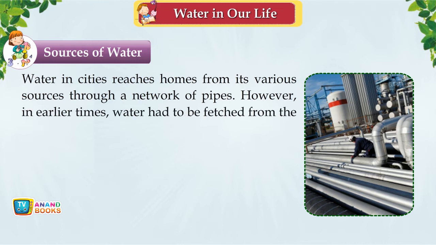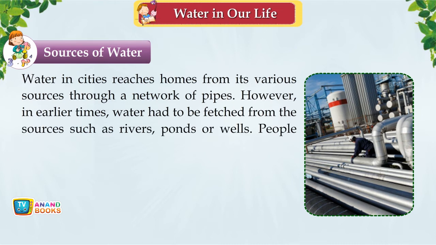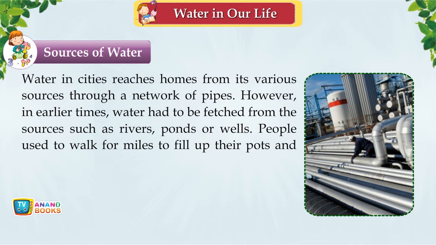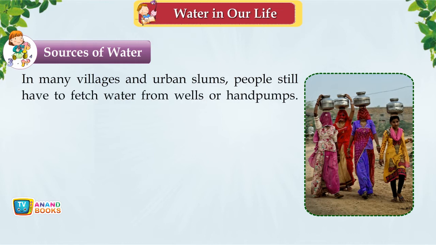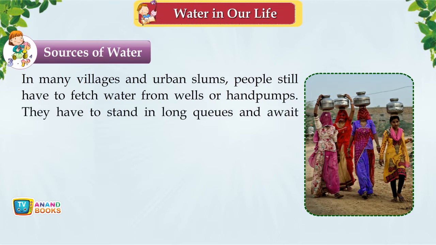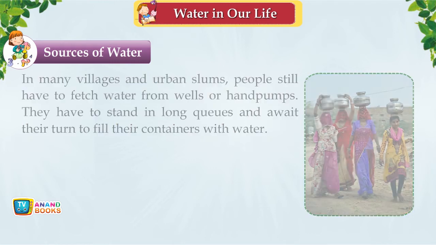However, in earlier times, water had to be fetched from the source such as rivers, ponds, or wells. People used to walk for miles to fill up their pots and reach their homes. In many villages and urban slums, people still have to fetch water from wells or hand pumps. They have to stand in long queues and await their turn to fill their containers with water.